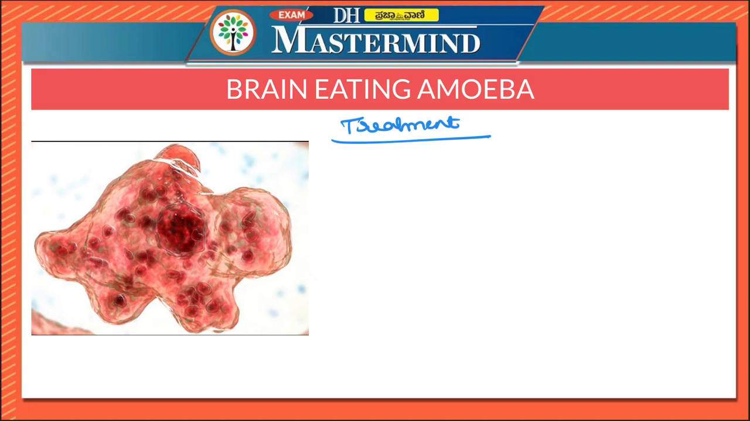Now let us look at the treatment. Since primary amoebic meningoencephalitis is rare and the infection progresses very quickly, effective treatments have been challenging to identify. So as of now, we do not have an effective treatment for this disease. However, it is usually treated with a combination of drugs, often including amphotericin B. This is very important. It is usually treated with amphotericin B and also azithromycin, fluconazole, rifampin, miltefosine, and dexamethasone.